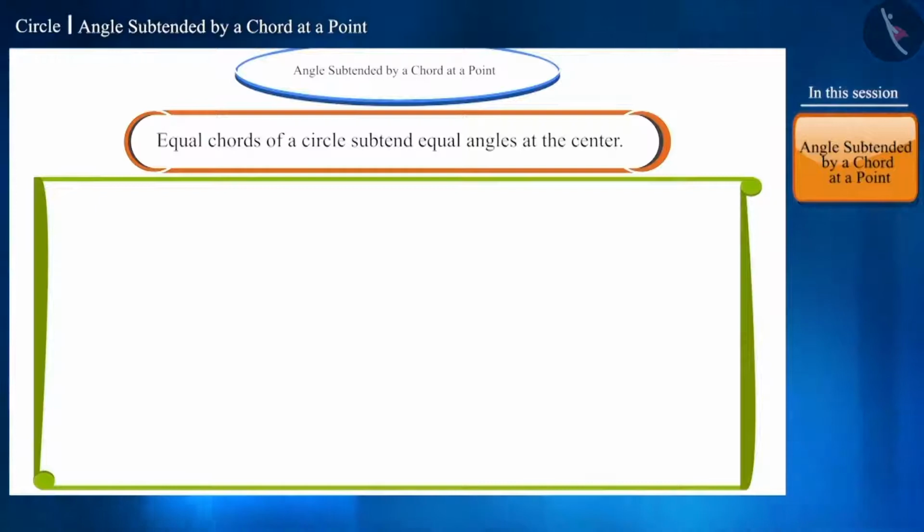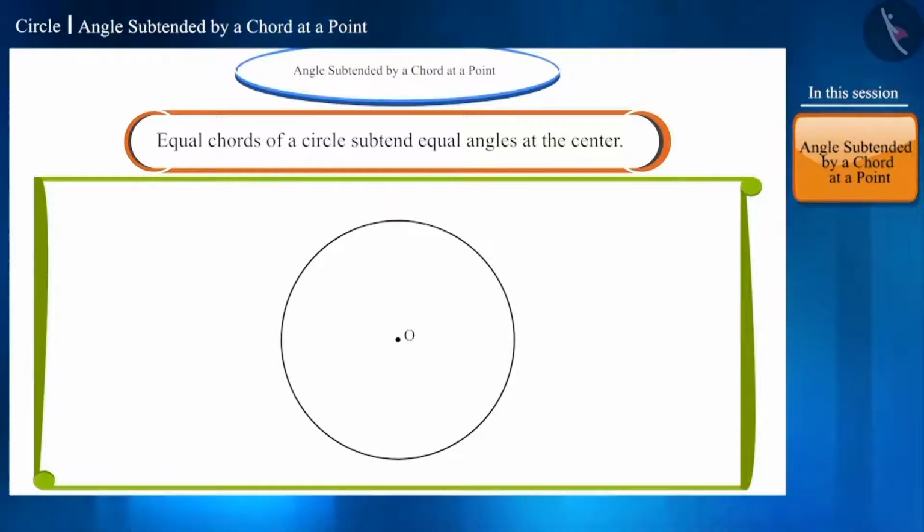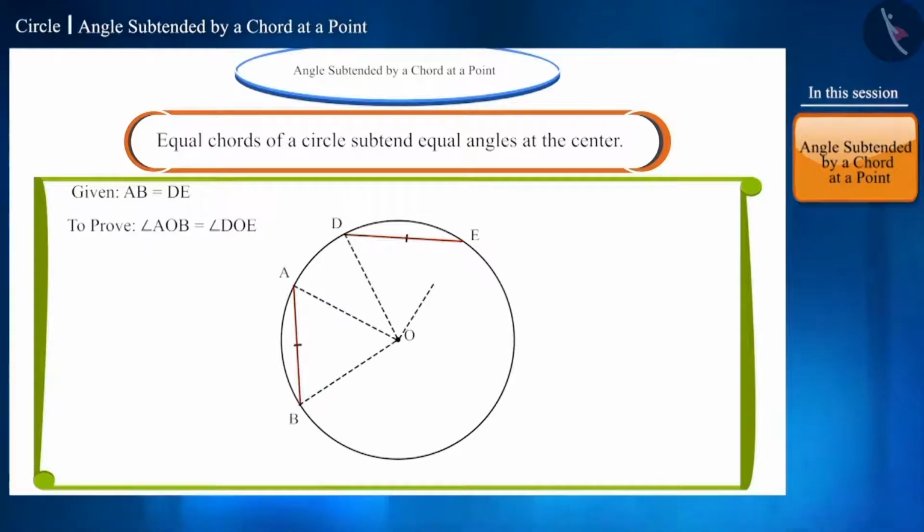Let's prove it mathematically. According to the statement, draw a circle with center O, whose two chords AB and DE are equal as given. We have to prove that angles AOB and DOE subtended at the center by these two chords are equal. Join these points like this. If we prove these two triangles to be congruent, then these two angles will also be equal because the corresponding parts of congruent triangles are equal.